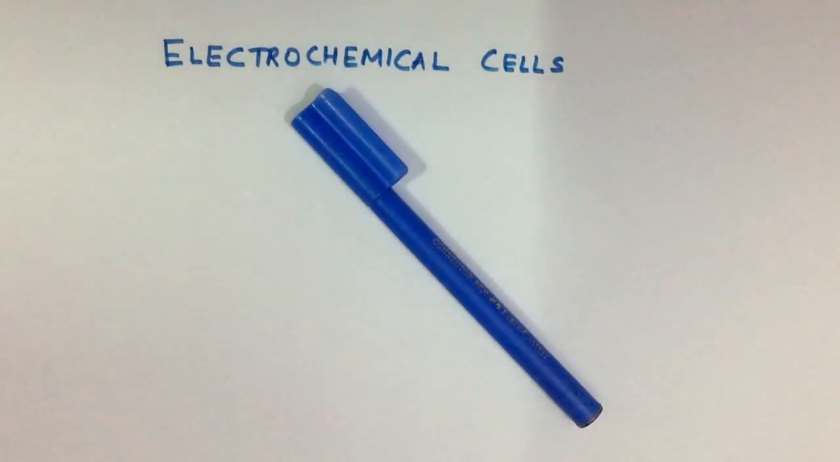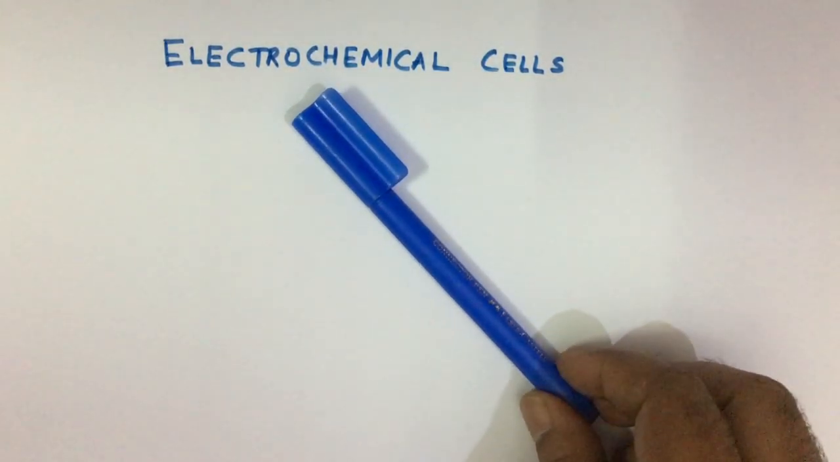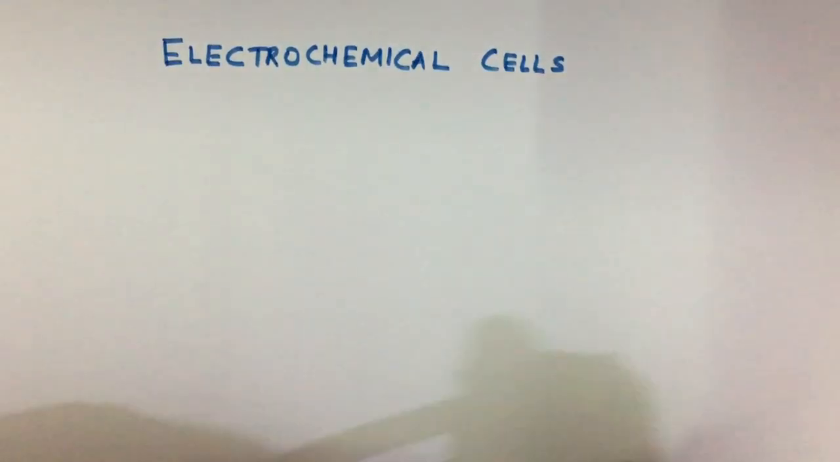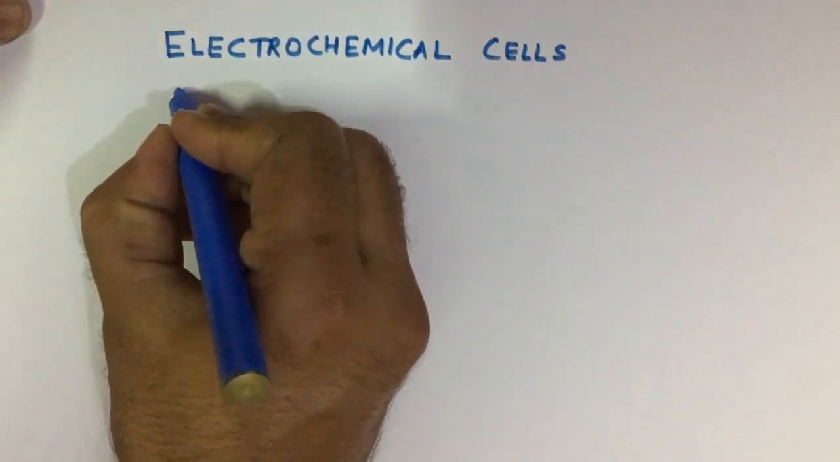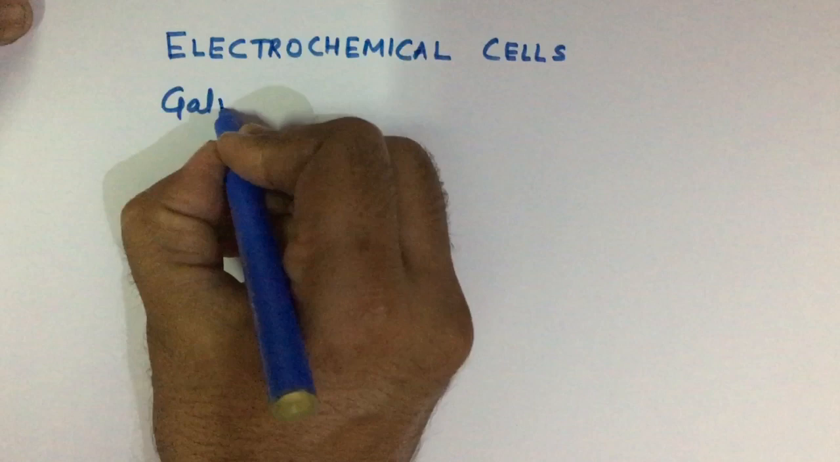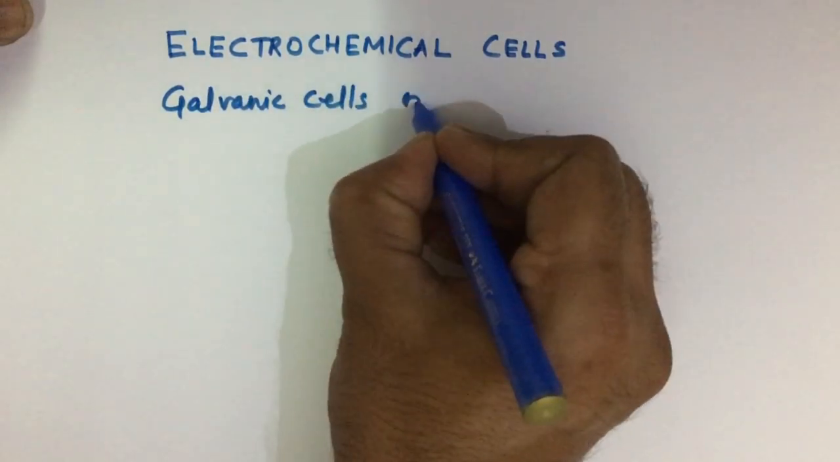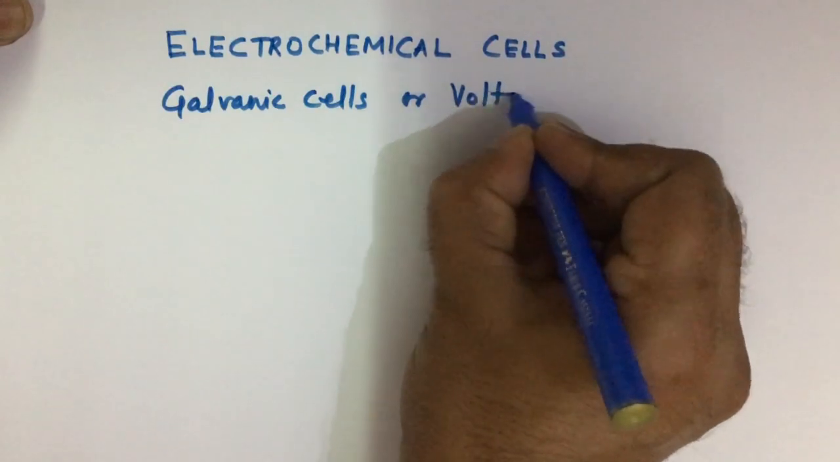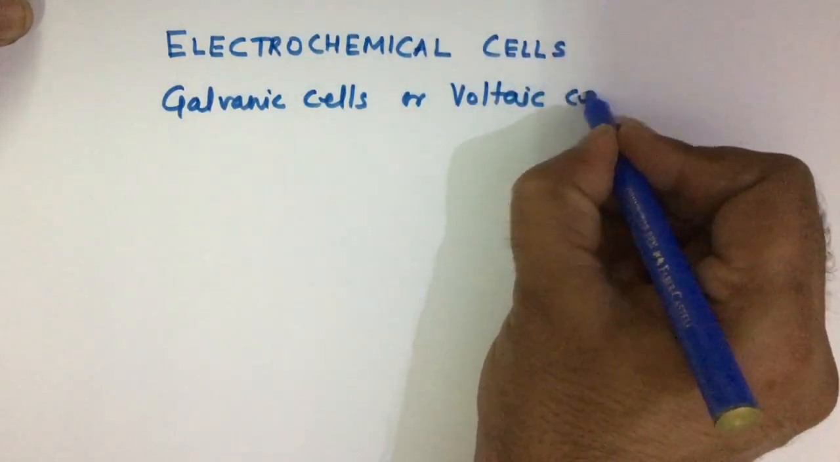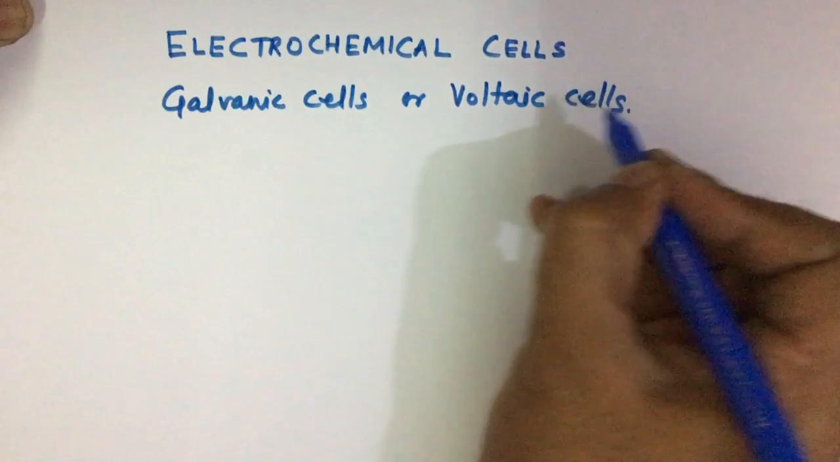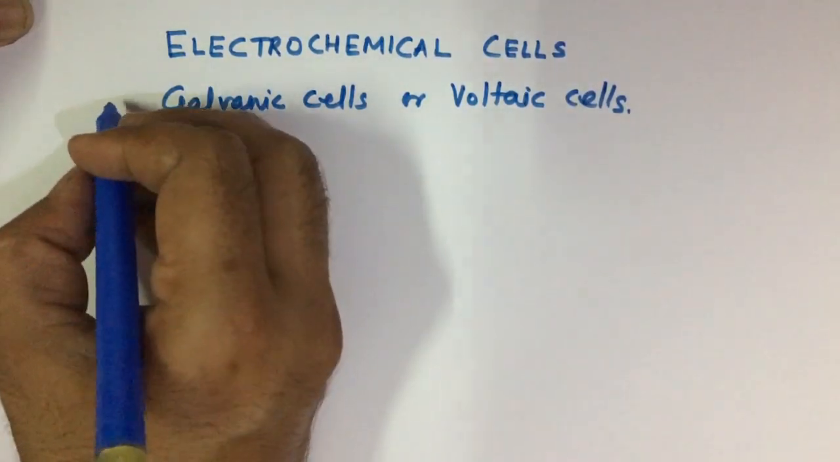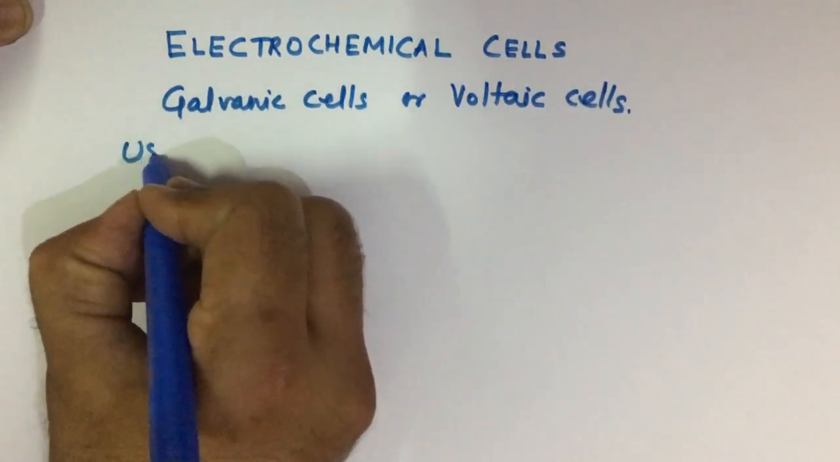Hello students, in this video we will talk about electrochemical cells. Electrochemical cells are also called galvanic cells or voltaic cells. These cells are using chemical reactions.